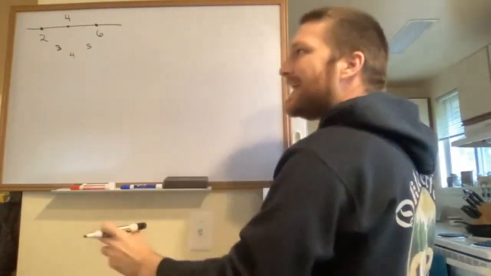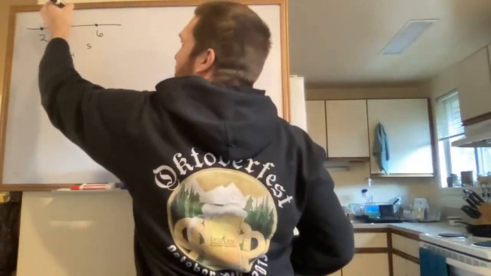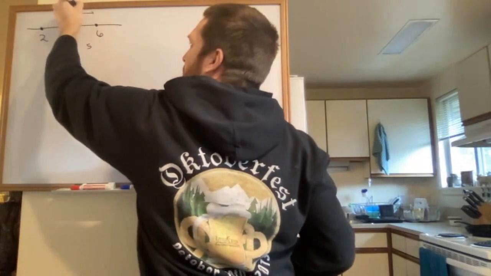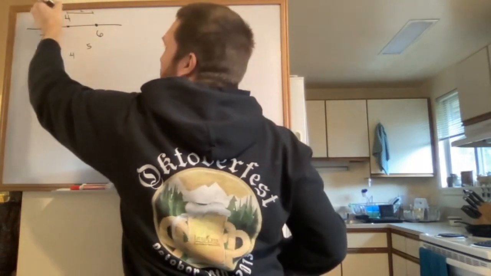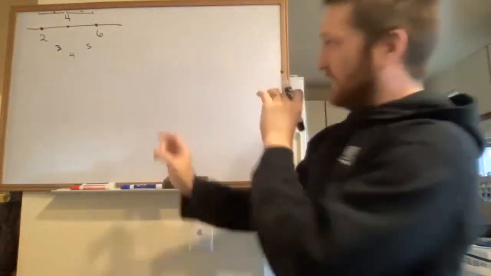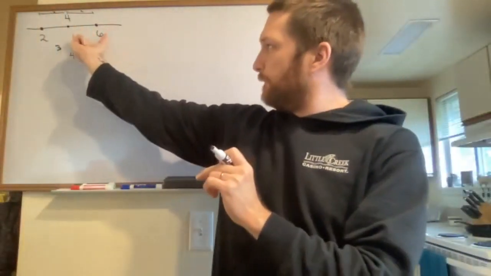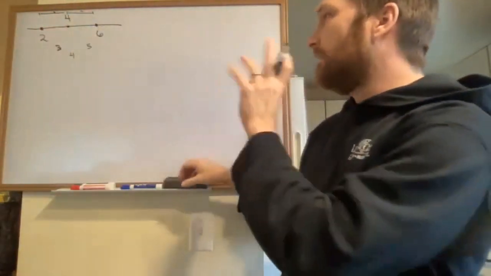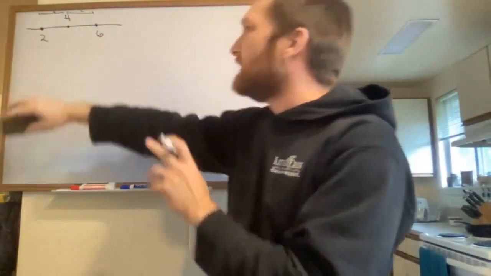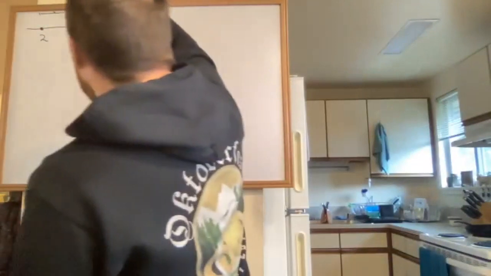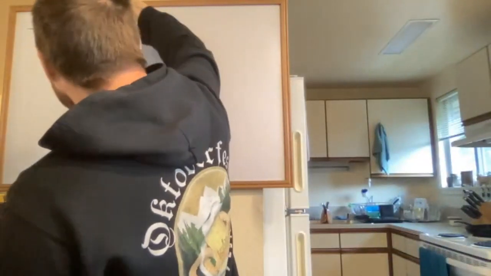Another way of saying that is that the distance from 4 to 6 is, well, it's 2, and the distance from 2 to 4 is also 2. It's the same distance from each of these points, right? We could say that 4, or the midpoint, is equidistant from the other 2 points, right? So, okay, that's cool.